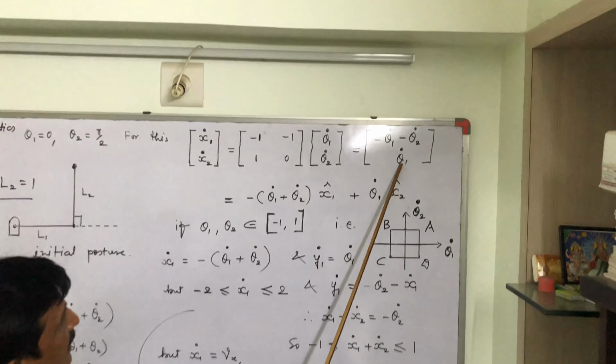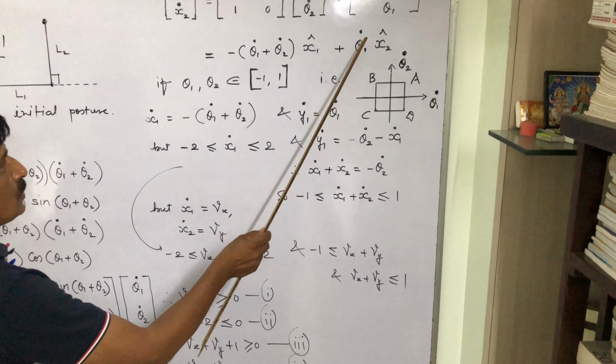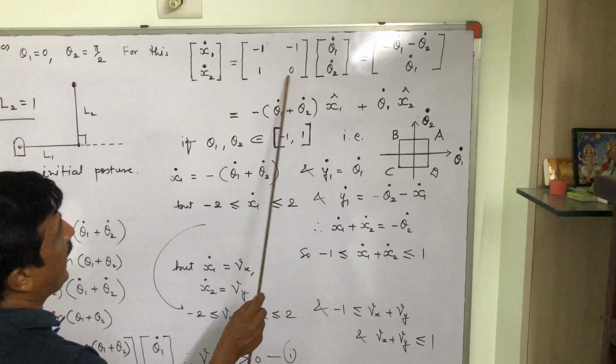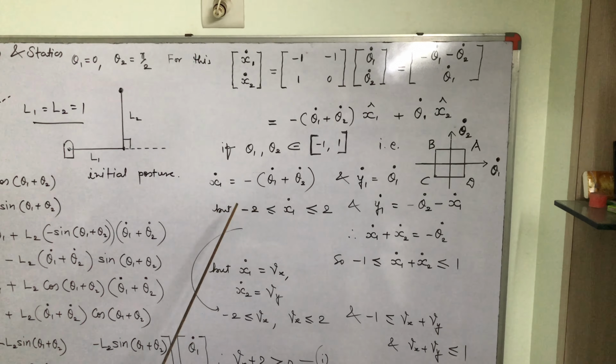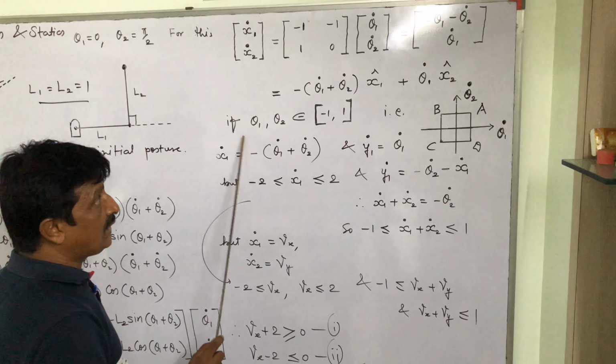And theta 1 dot times x2 cap, the unit vector in the y direction, gives the y component of velocity at that instant. The other term gives the x component of its velocity.